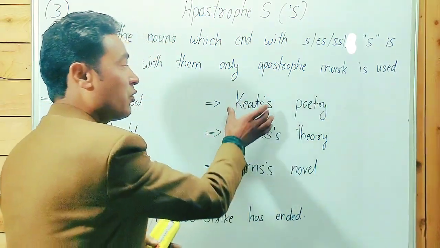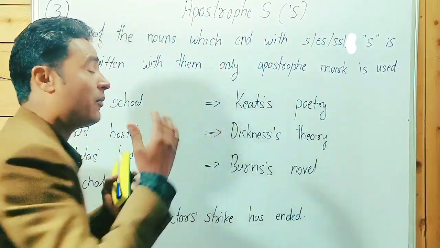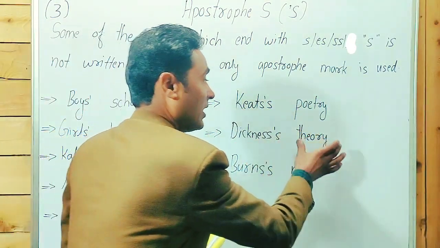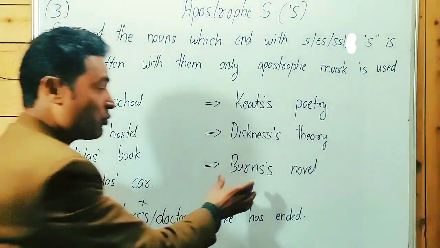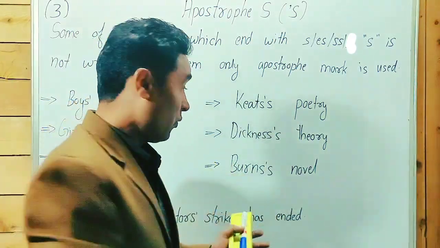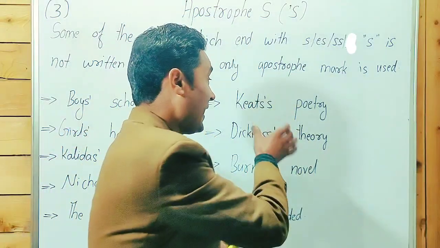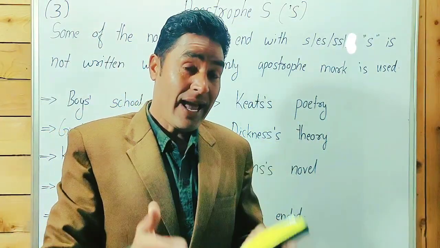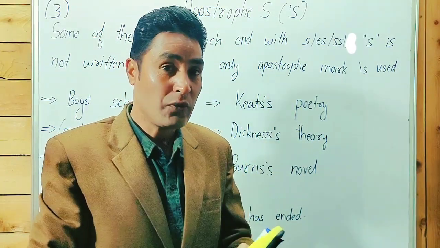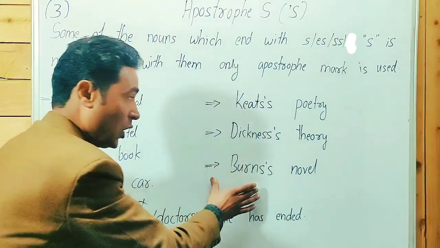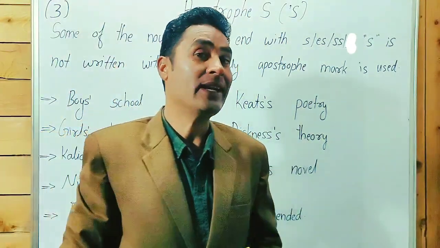Keats's poetry. Guys, point to be noted: Keats's poetry, with apostrophe S. Dickens's theory, correct. And Burns's novel. Point to be noted, these are writers, these were nouns. These were writers who used to write apostrophe S, having S at the end of the noun. If you find these nouns anywhere, these phrases are correct, not incorrect.